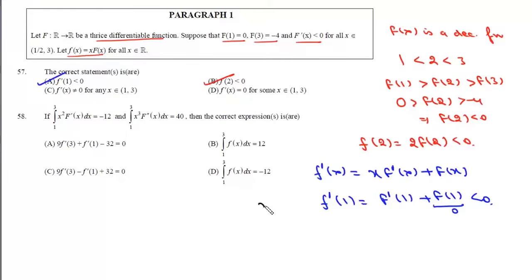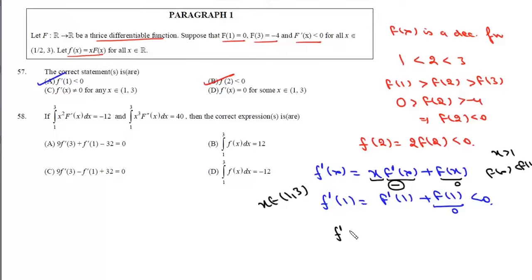Now when x lies between 1 and 3, x is positive and F'(x) is less than 0, so the product will be negative. And for F(x), since x is greater than 1, F(x) is less than F(1), and F(1) is 0, so this also is negative.